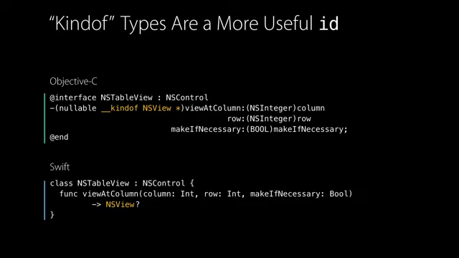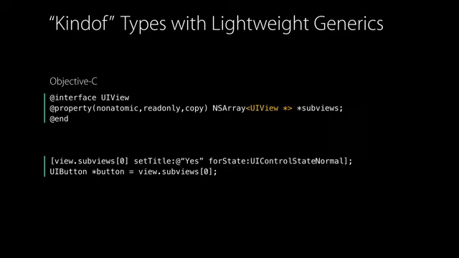Let's bring it back to our original example with lightweight generics. Here we were with our subviews stated as an NSArray of UIViews. Well, now we can state that's an NSArray of kindof UIViews. So we get the stronger API contract in Objective-C and Swift. It's far easier to tell what this property is, but you don't cause any spurious warnings because you still have that nice implicit downcasting behavior from ID.